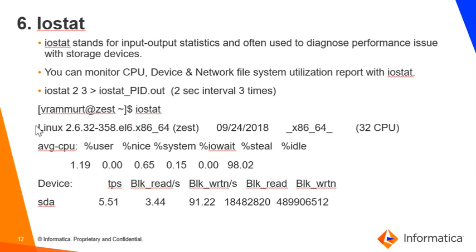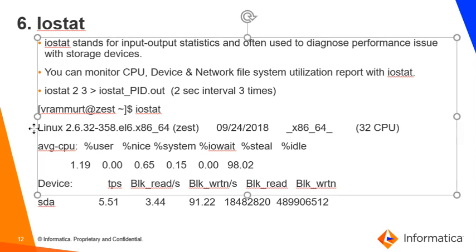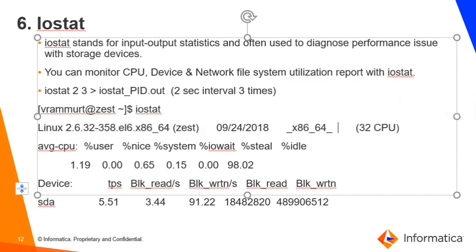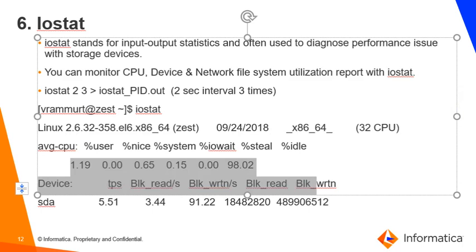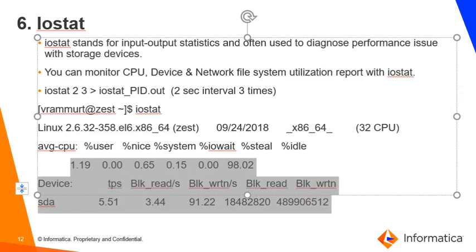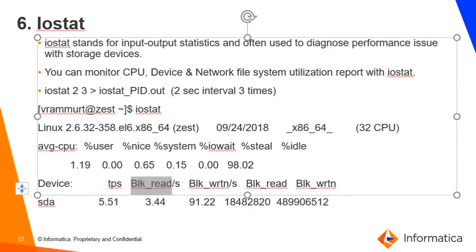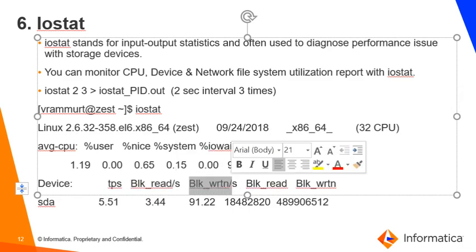The output from my server is like this. You can see it gives information on the type of server, the number of CPUs, and the bit mode of the server, and this is the output of the iostat command. It gives information on device sda, and blocks read per second, blocks written per second, etc.